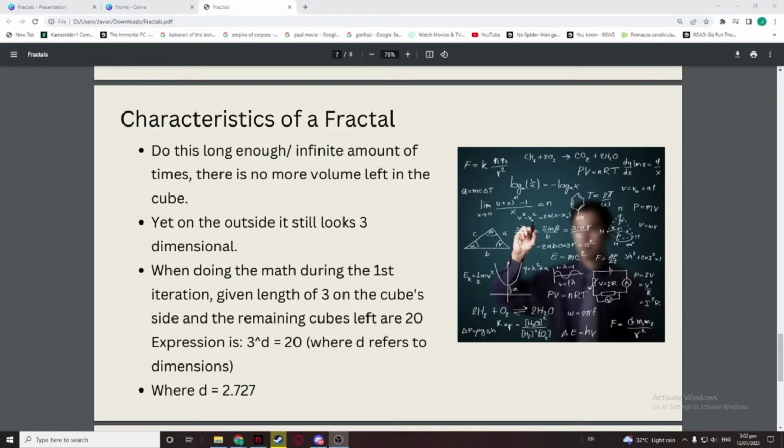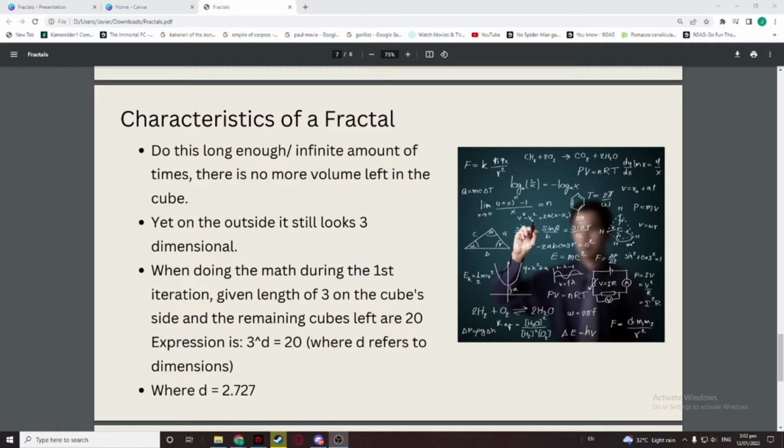Each time a hole is made, a part of the volume of the cube is taken away. If we do this long enough, or an infinite amount of times, there should be no more volume left from the cube. Yet, on the outside, it still looks like a three-dimensional shape.